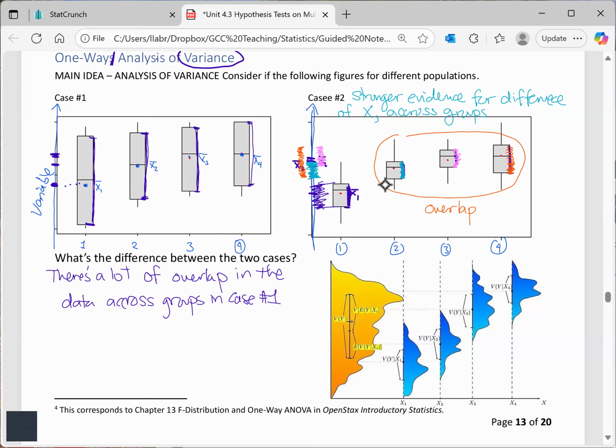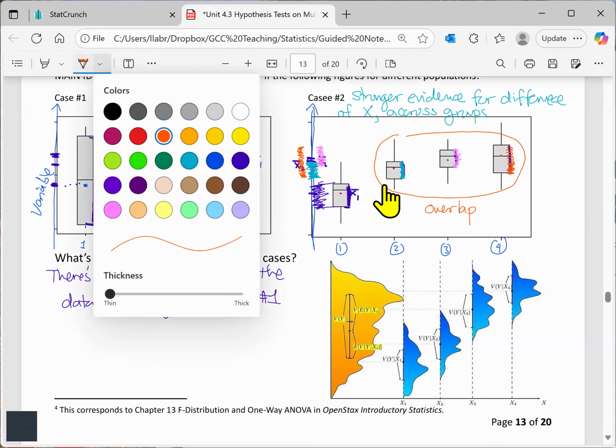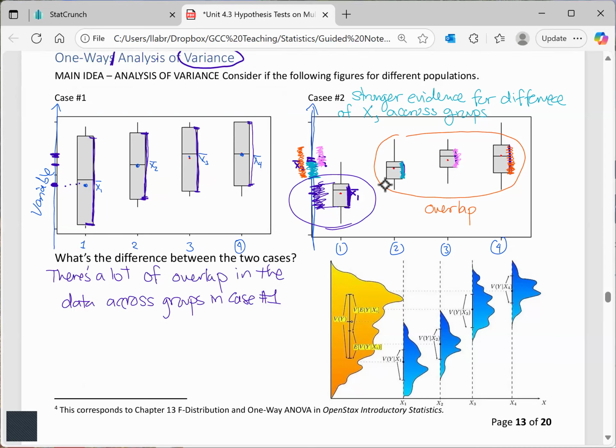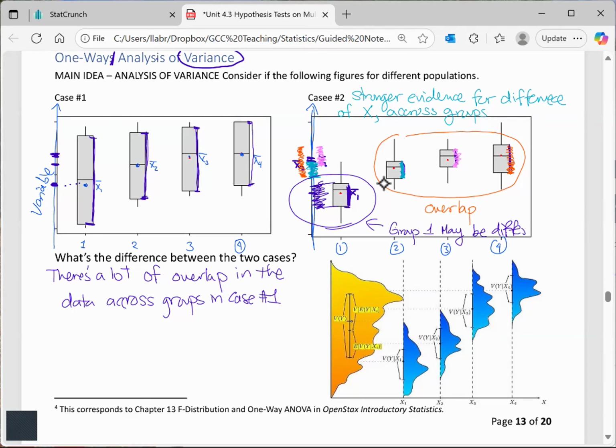We were after, is one group different? Is one group very different from the rest? And what we're seeing here is, yeah, it looks like group 1 tends to be more different than groups 2, 3, and 4. So case number 2 shows that group 1 may be different, because I overall have values that are lower.